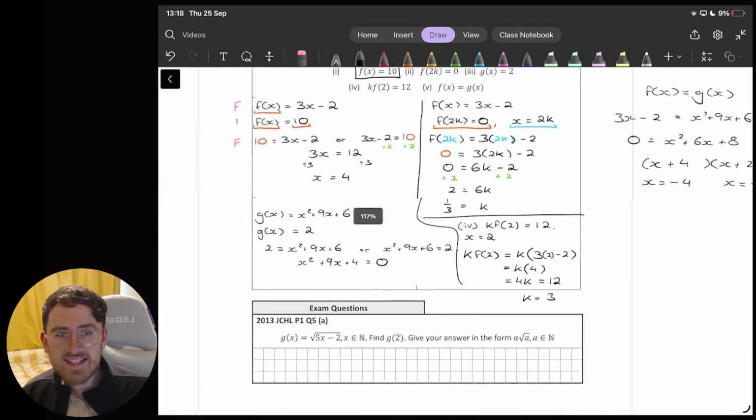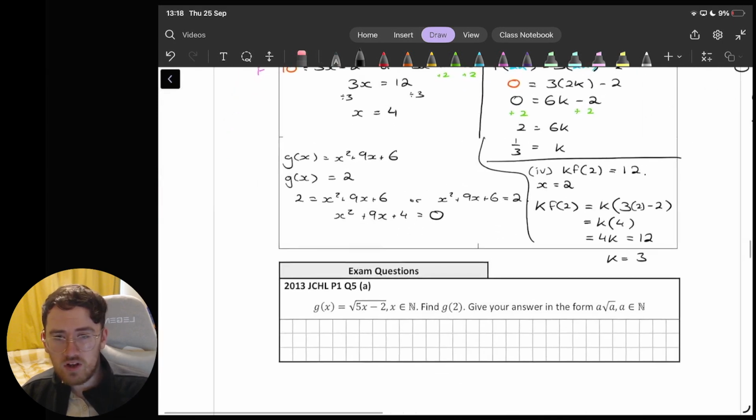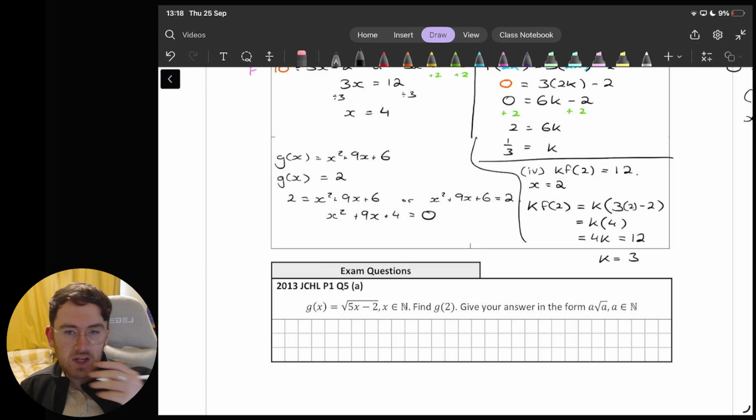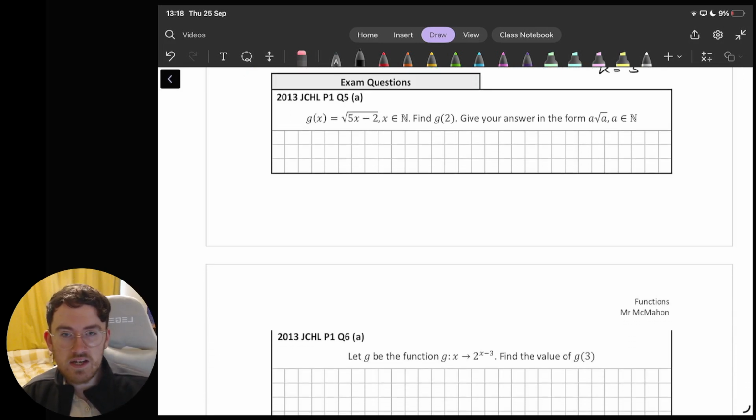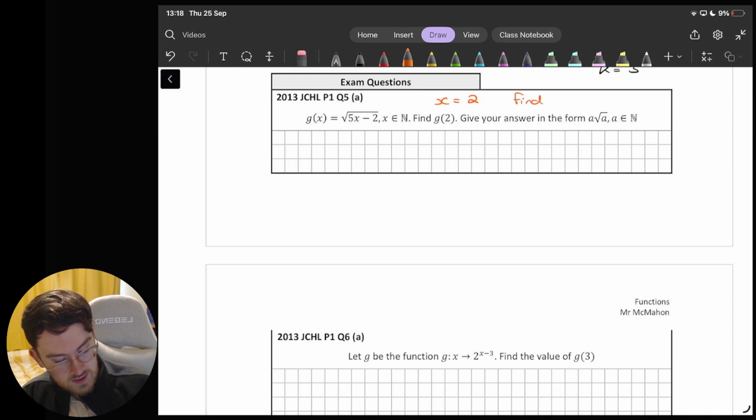So hopefully we're getting a sense of what's involved in our questions here and being able to answer these questions. It's really all coming down to, have they given me a value to input, or have they given me the answer after something has been inputted? So looking at the first one here, it's g of 2, find the value of g of 2. So we've been told x is 2, find g of 2, find the answer.